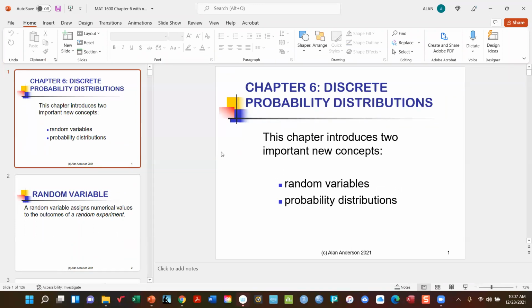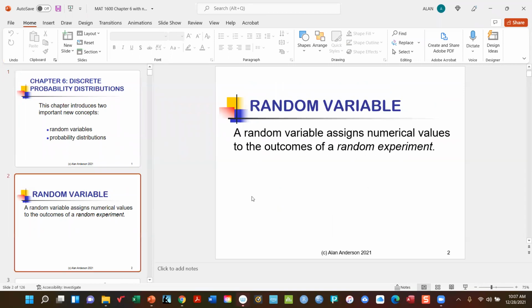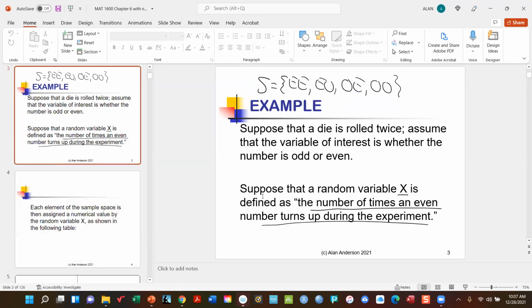and the probability distribution. If you recall, a random variable is simply a function that assigns numbers to the outcomes of a random experiment. So in the case of our die rolling experiment, where we have a sample space consisting of EE, EO, OE, and OO, it's more convenient to work directly with numbers. So we can define a random variable X, in this case, as the number of times an even number turns up during our experiment. So for each of these elements in the sample space, we will assign with X a number that equals how many evens there are in that particular outcome.